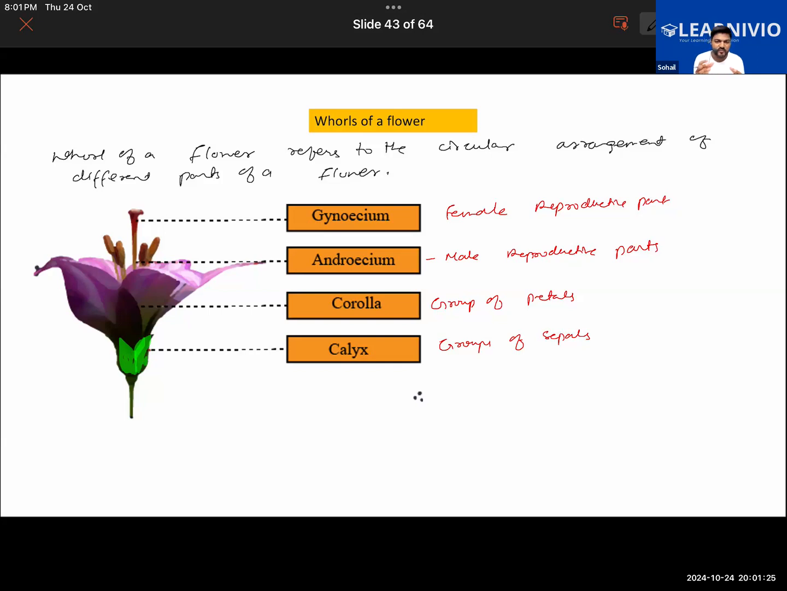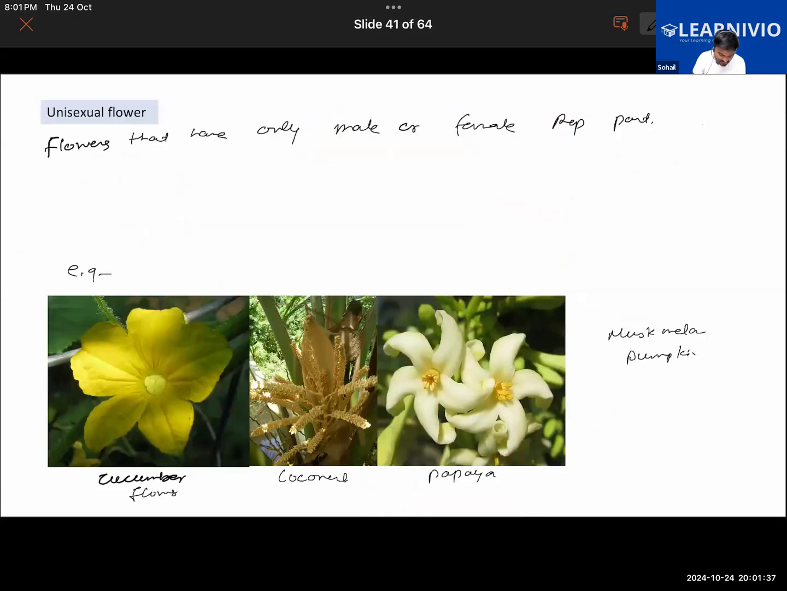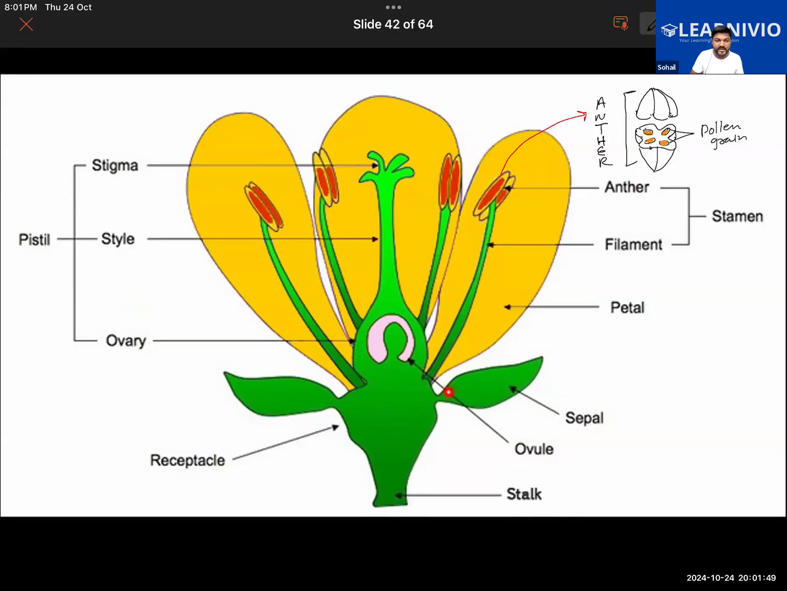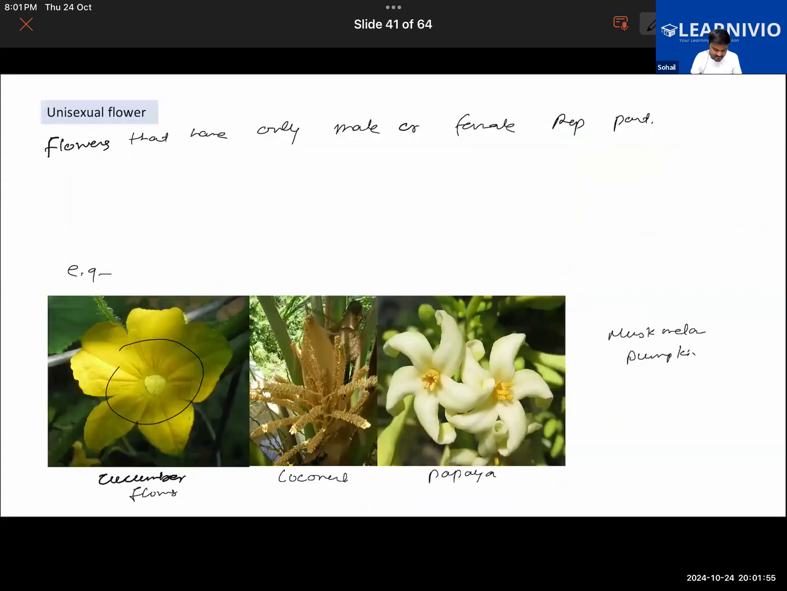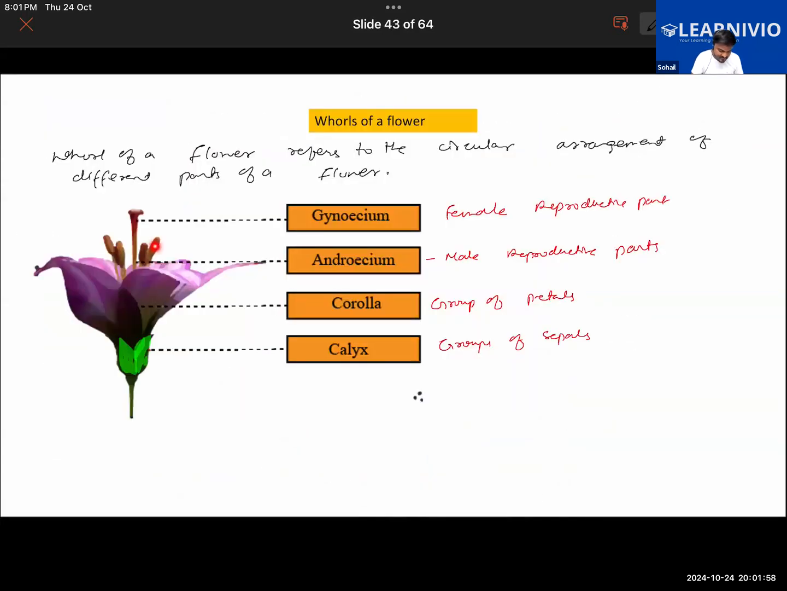So I was saying that whorl of a flower basically refers to the circular arrangement of different parts of a flower. Like petals, they are arranged in a circular manner. Now, take a look at this diagram here. Petals are arranged in a circular manner. If you look at the sepals also, these sepals are also arranged in a circular manner. The male reproductive organ is not visible in this one, but when you take a look at the 3D image here, you can observe that it is arranged in a circular manner. So every part of the flower is arranged in a circular manner. That is called the whorl of a flower. Got this?